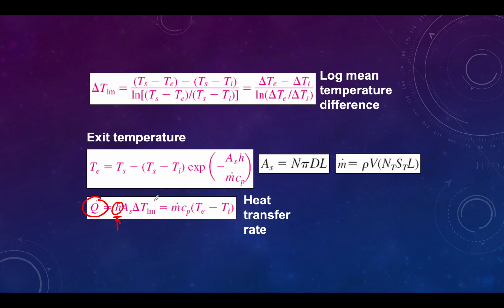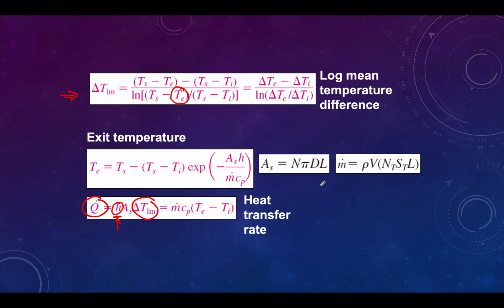Okay, and here we have delta T log mean. To determine the rate of heat transfer for the tube banks, you have to use the log mean temperature difference. So what is the equation? Here we have delta T log mean equals (Ts minus Te) minus (Ts minus Ti) over ln of (Ts minus Te) over (Ts minus Ti). So this is the equation for the log mean temperature difference. Normally, sometimes in the question it will not give you the value Te, the exit temperature of the flow.